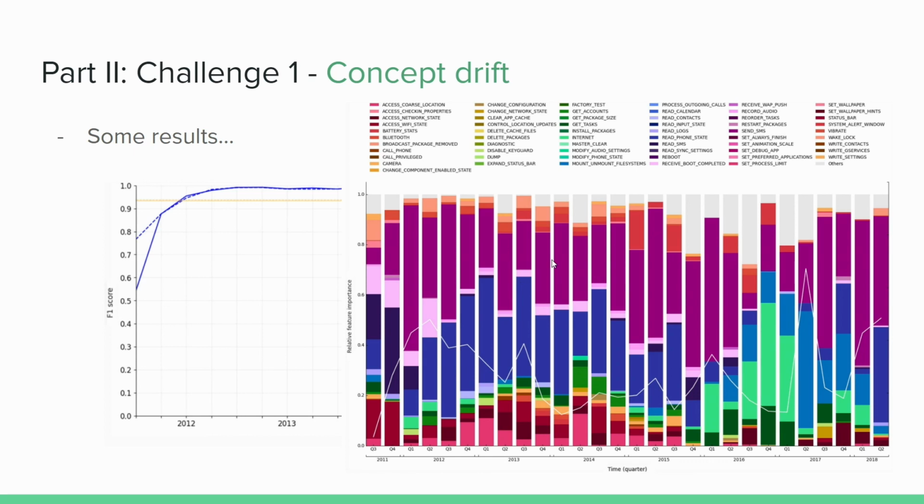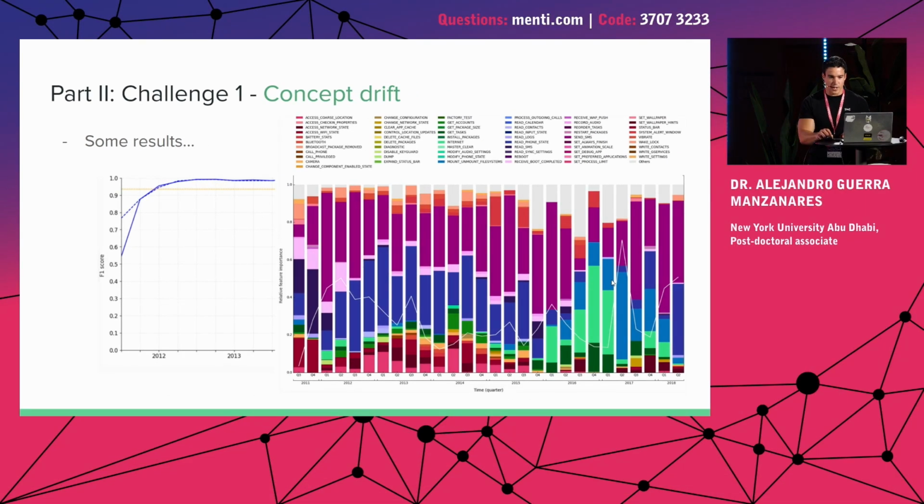there are some clear patterns here. For example, this green appears to be much more important. I mean, it's not important before, and this blue also is very important during all this time frame, but it's not so important after that. So this method could also be used to explore concept drift and to understand what's going on behind.